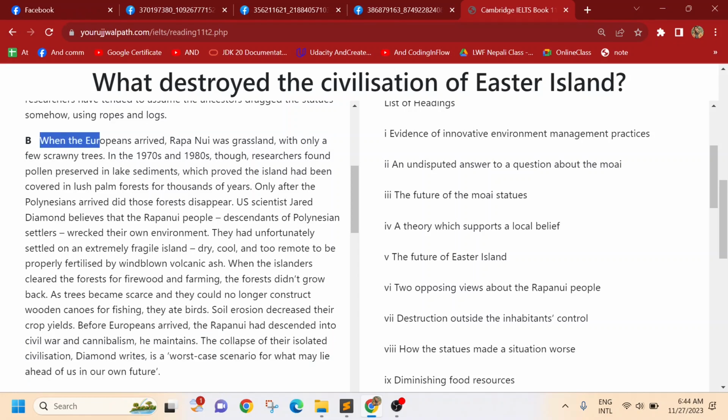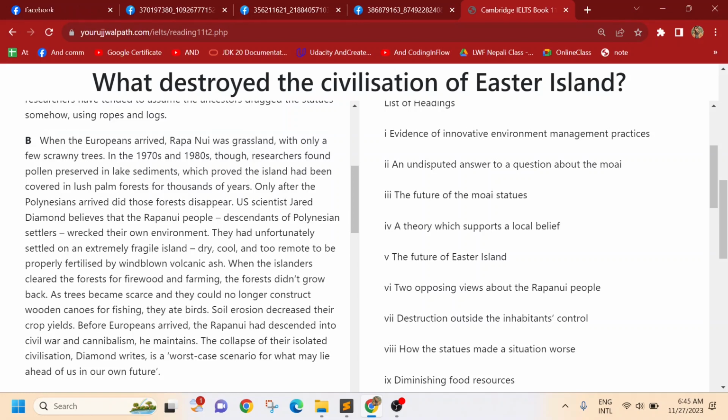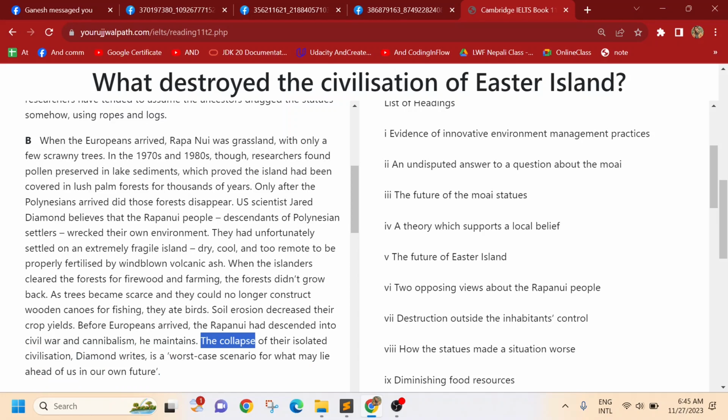So let's see the first line: when the Europeans arrived, Rapa Nui was grassland with only a few scrawny trees. What information would it suggest? It was grassland with only a few scrawny trees, which means kind of dead trees, and it was all grassland. No trees were there. And what about the last line? The collapse of the isolated civilization, Diamond writes, is a worst case scenario for what may lie ahead of us in our own future. So it's an opinion of the author.